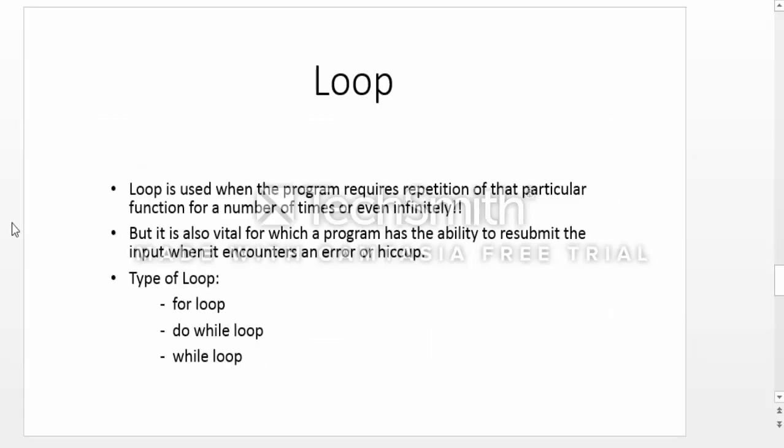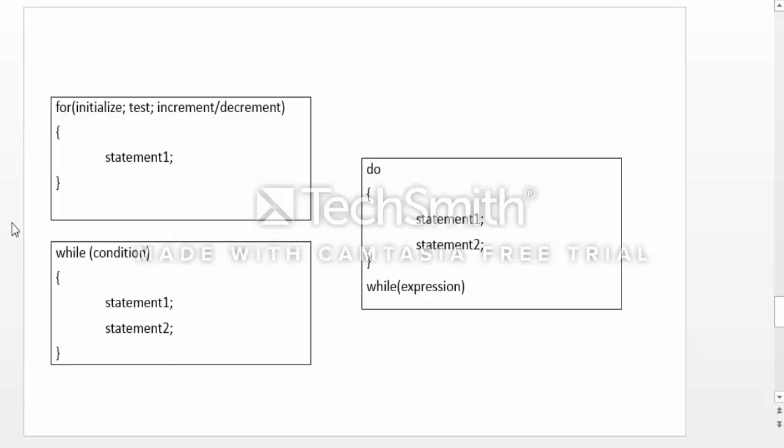This is the syntax of writing if statement, if-else statement, and switch statement. Loop. There are three types of loop used. Consists of for loop, do-while loop, and while loop. Loop is basically used when the program requires repetition of particular function for a number of times, or even infinitely. This is the fundamental way of writing for loop, do-while loop, and while loop.